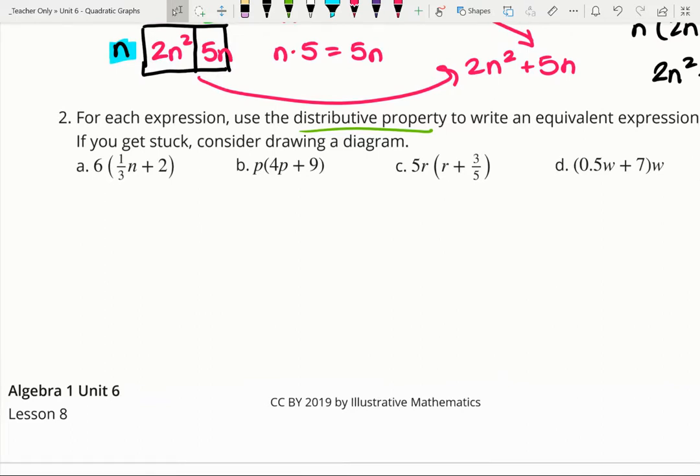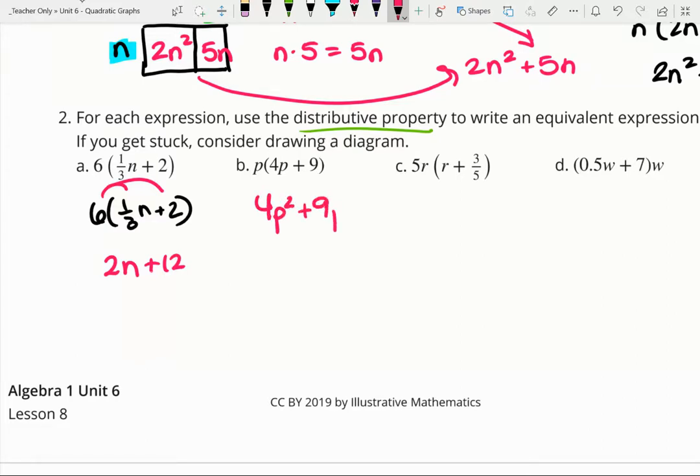Welcome back. So rewriting these, 6 times 1/3 n plus 2. Hopefully when you distributed 6 times 1/3, that would have been perhaps one little sticking point, but 6 times 1/3 is 2, so we get 2n plus 12 there. For part B, when you distributed or made a diagram, you should have gotten 4p squared plus 9p, right? P times p makes p squared.